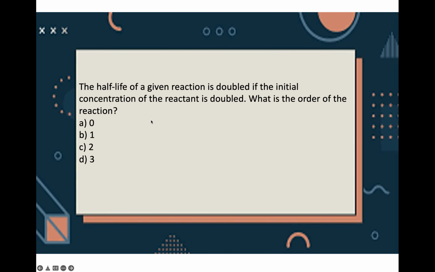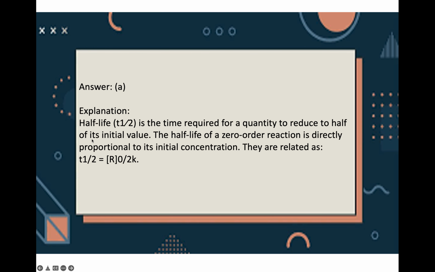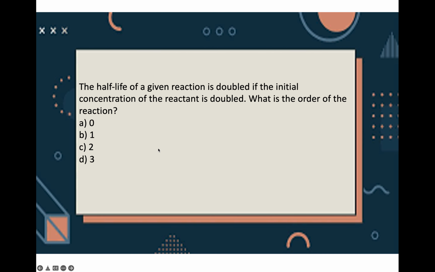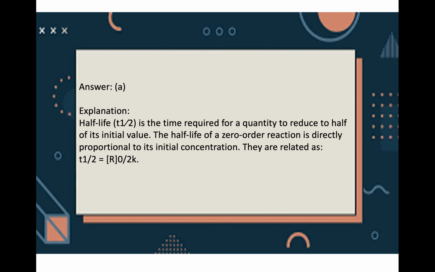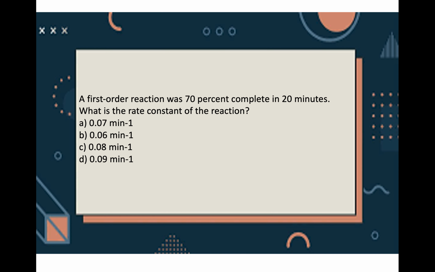Okay, option A, that is zero order reaction. Why? Half-life, that is T half, is the time required for a quantity to reduce to half of its initial value. So in a zero order reaction, the half-life is directly proportional to its initial concentration. The relation is T half equals [R]0 by 2K. So here, since the initial concentration is also doubled, option A is the correct answer.